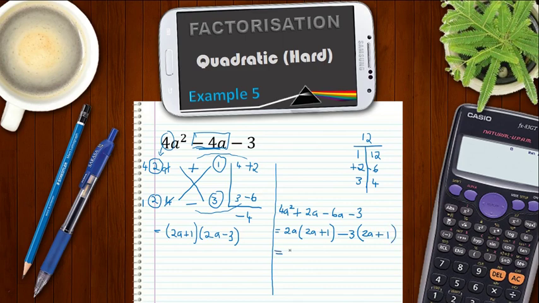Okay, and then I can take this now out as a common factor, because this is one term and this is one term. So my highest common factor now is this 2a plus 1. So I take out with its brackets 2a plus 1, and then what is left, open brackets, 2a minus 3. So 2a minus 3. And notice I've got the same answer as the previous one.